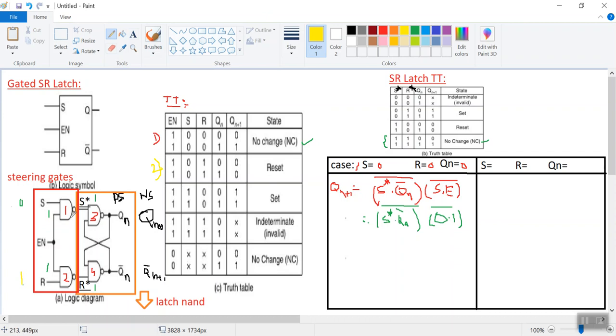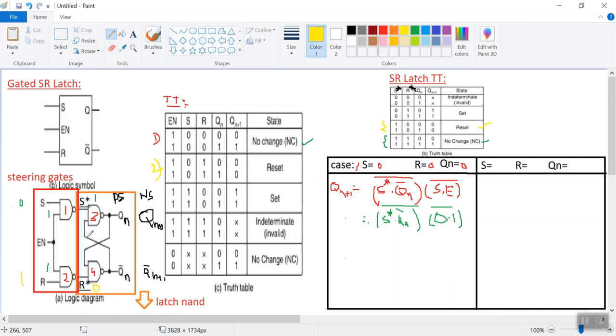Now both the inputs for this particular gate are 0 and 1, so 0 and 1 multiplication is 0, and 0 complement is 1, so S star is 1. Whereas coming to R star, both the inputs are 1 and 1, so 1 and 1 multiplication gives 1, and after that the inverter, R star value is equal to 0. Therefore S star is 1 and R star is 0. What is happening? Reset state is happening.